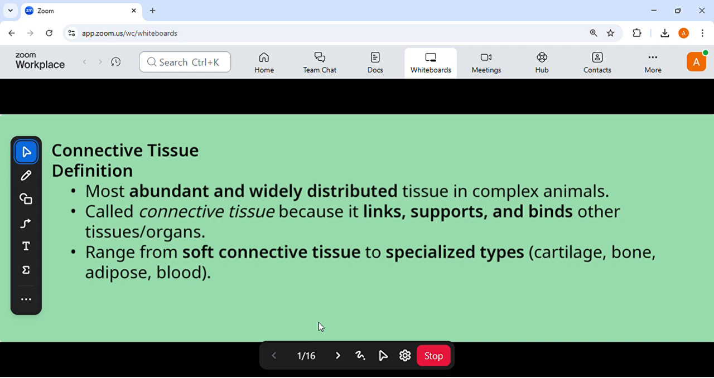Good afternoon, everyone. So, today we are starting connective tissue. In the earlier session, we have done epithelial tissue. So, today we'll be covering connective tissue. It's the most abundant and widely distributed tissue present in complex animals.